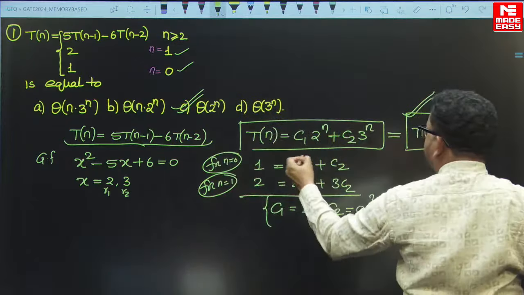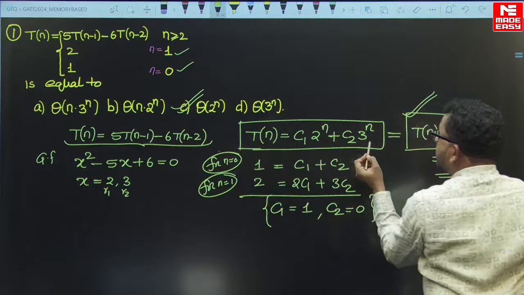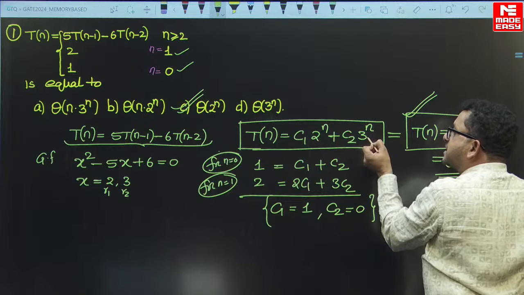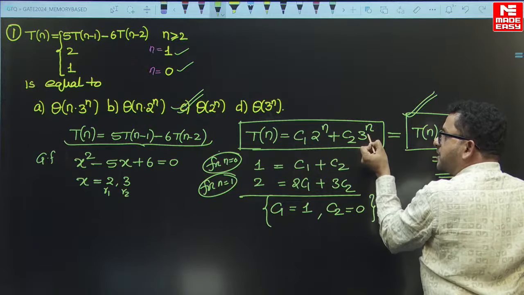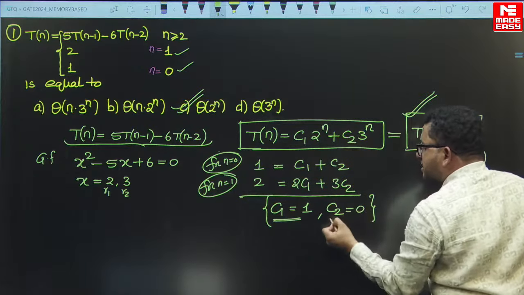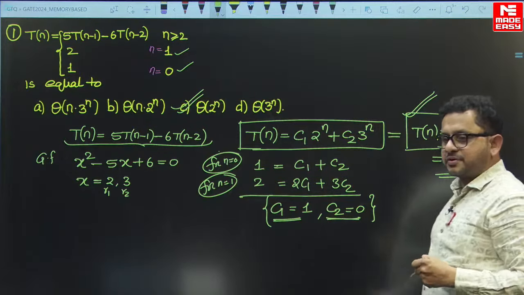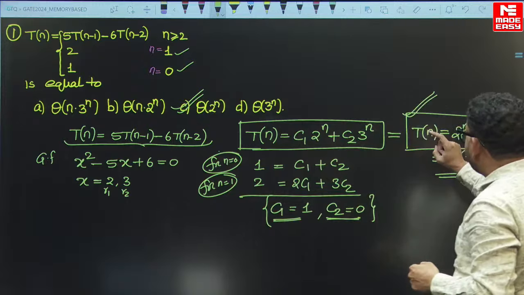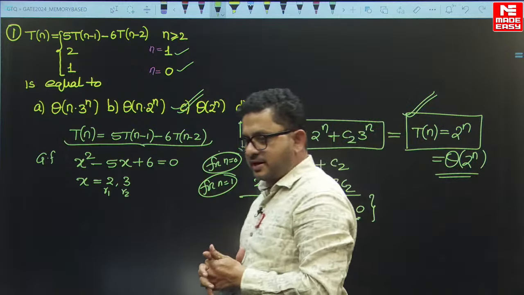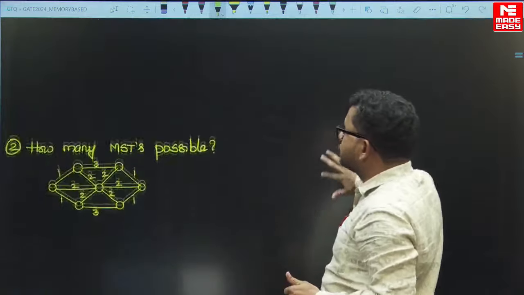If you stop solving here, it is misleading. 2 power n and 3 power n, it looks like the bigger one is 3 power n, but it is not of order 3 power n because the C1 constant value is 1 but the C2 constant value is 0. So the real solution is T of n equals 2 power n only.